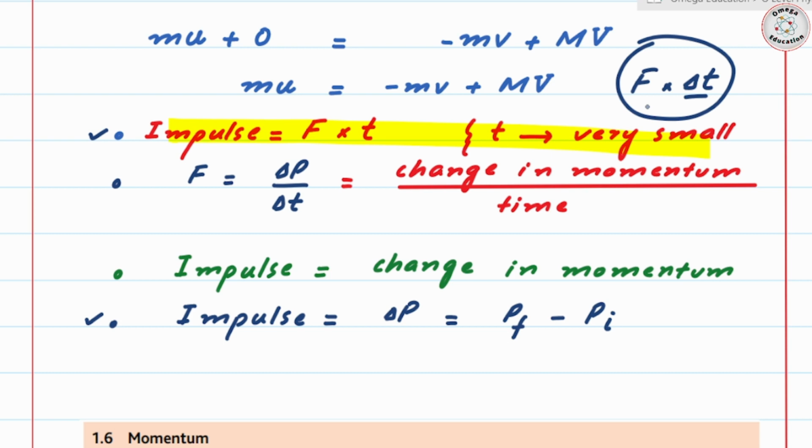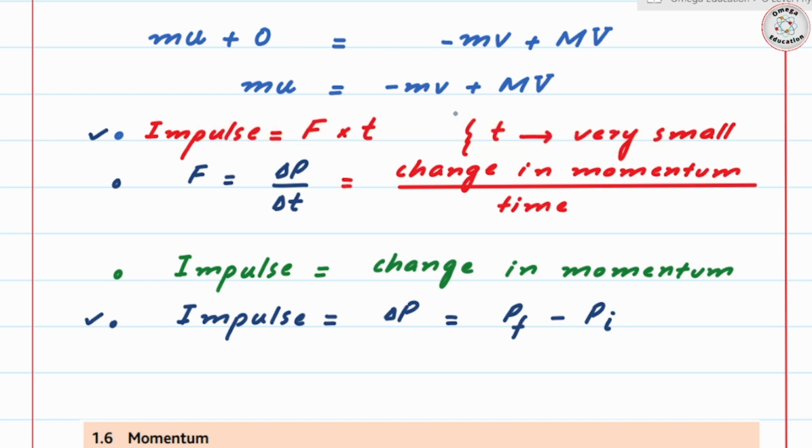A football player kicks a football. The time of collision of the foot and the football is very small, a fraction of a second. Similarly, in case of an accident, the time of collision or the time of impact is very small. In these kinds of cases, we are interested in finding impulse.